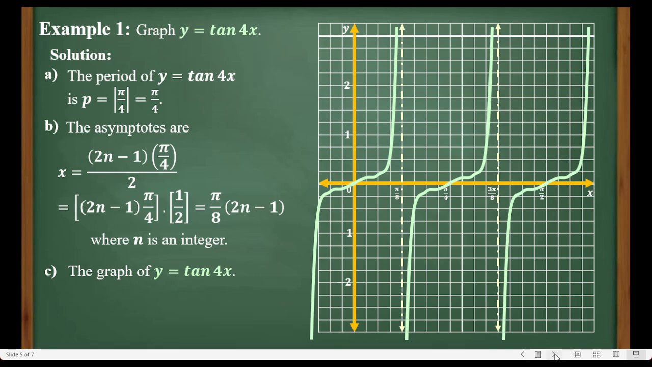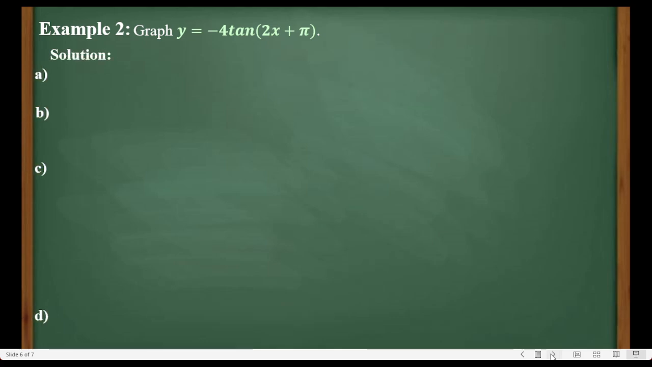Next, about the graph of y equals negative 4 tangent of quantity 2x plus pi. First, we need to determine the period. That is equal to the absolute value of pi over b, where b is taken from the coefficient of x, so 2. So our period, or the length of one cycle, is equal to pi over 2.